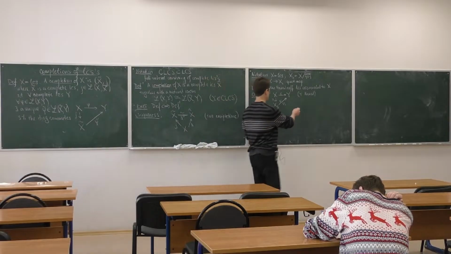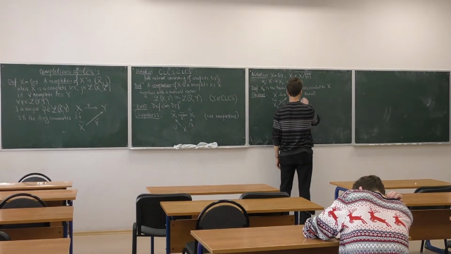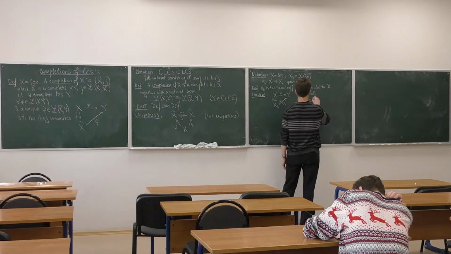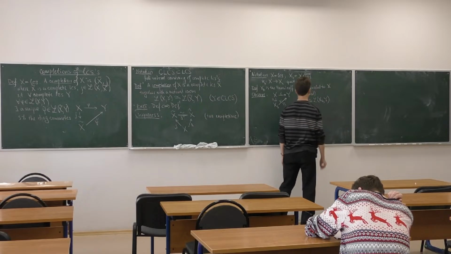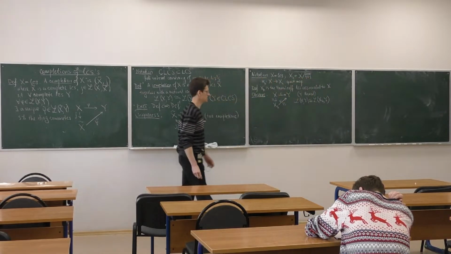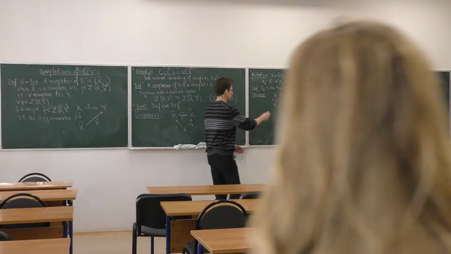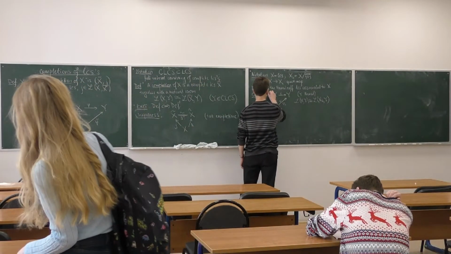So in other words, we have a natural isomorphism between the set of continuous linear operators from X to Y and the set of continuous linear operators from XH to Y for every Hausdorff locally convex space Y. So this is our first observation.